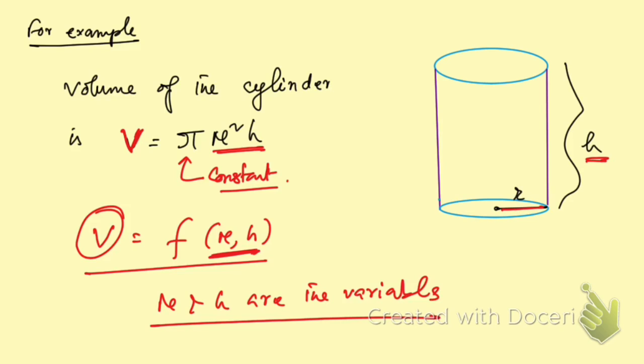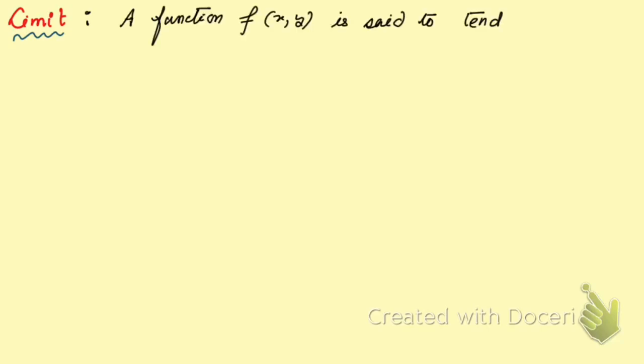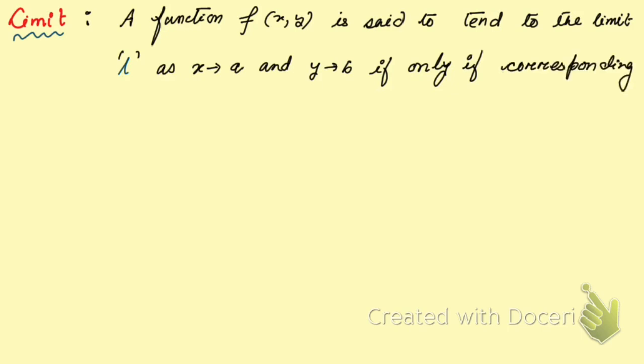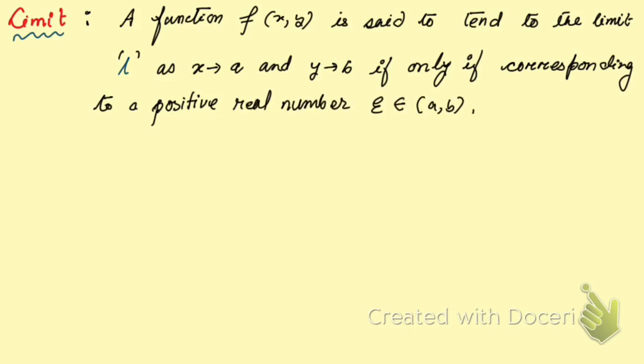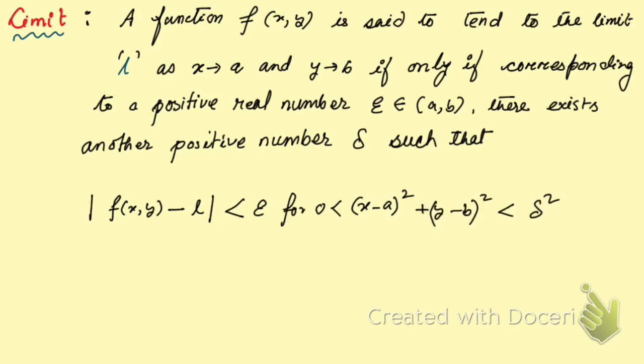Now let us discuss limit. A function f of x and y is said to tend to a limit L as x tends to a and y tends to b if and only if, corresponding to a positive real number epsilon, there exists another positive number delta such that mod of f of x, y minus L is less than epsilon, for the condition that x minus a whole square plus y minus b whole square is less than delta square and greater than 0.